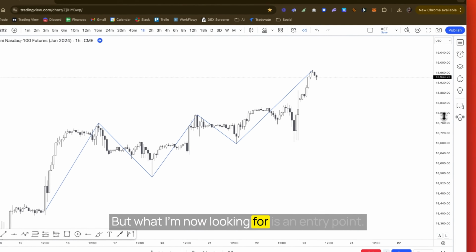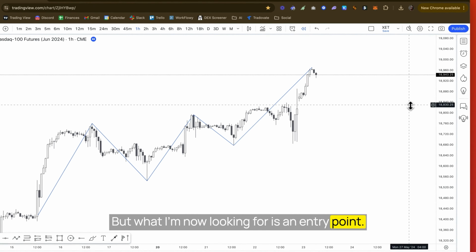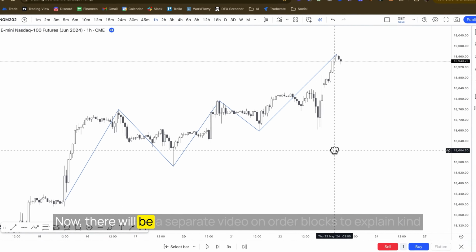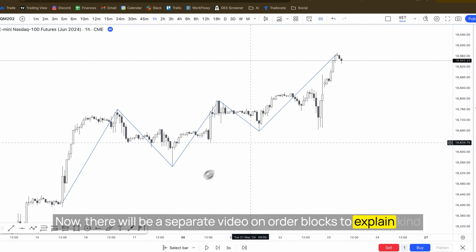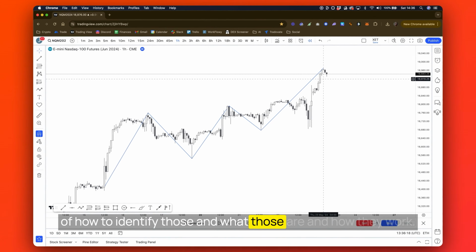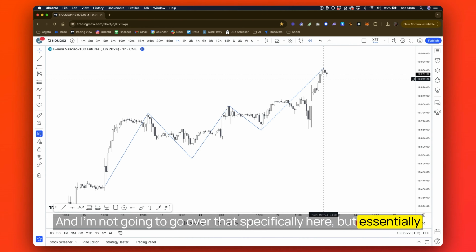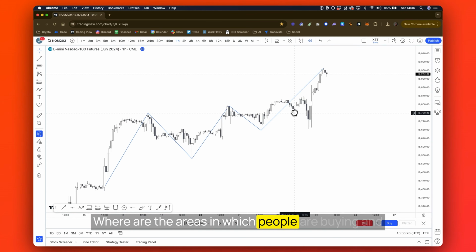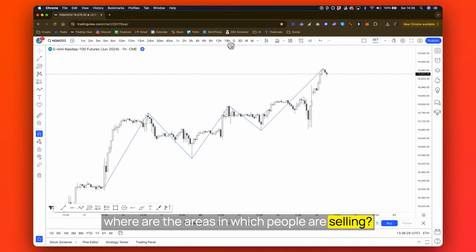But what I'm now looking for is an entry point. And the way that I do this is I look for unmitigated order blocks. There will be a separate video on order blocks to explain how to identify those and how they work, and I'm not going to go over that specifically here. But essentially, your order blocks are just your supply and demand areas. Where are the areas in which people are buying and where are the areas in which people are selling?